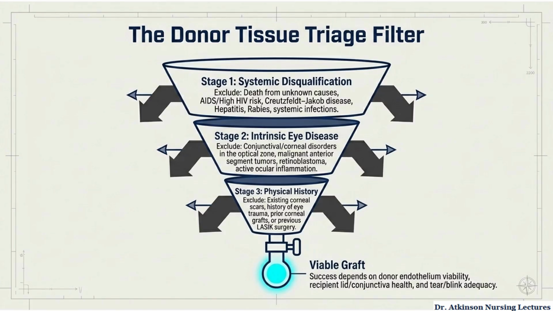Successful corneal transplantation depends heavily on proper donor tissue screening. Donor tissue is excluded for systemic infections, high HIV risk, hepatitis, rabies, and Creutzfeldt-Jakob disease. Ocular exclusions include active inflammation, malignant tumors, and disorders affecting the optical zone. High-yield point: graft success also depends on recipient factors like tear quality, blinking adequacy, and healthy conjunctival tissue.